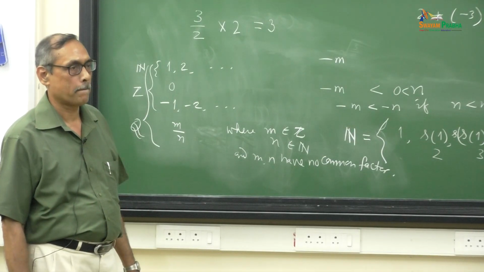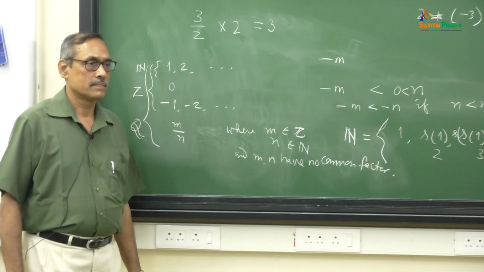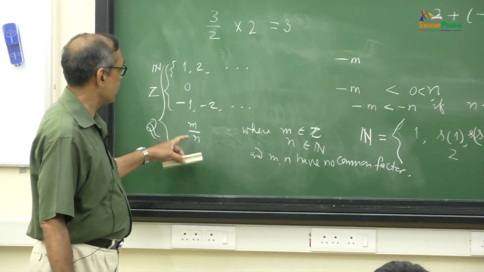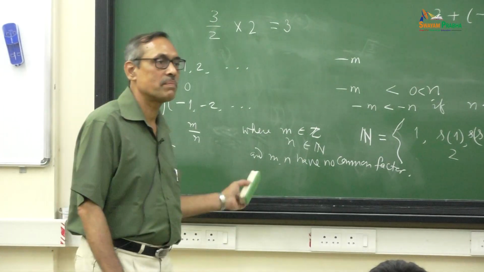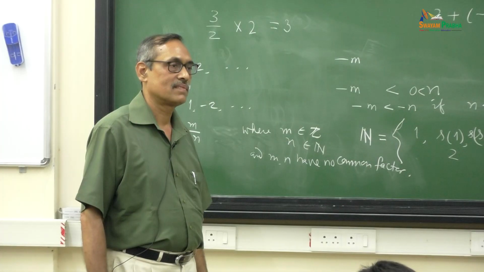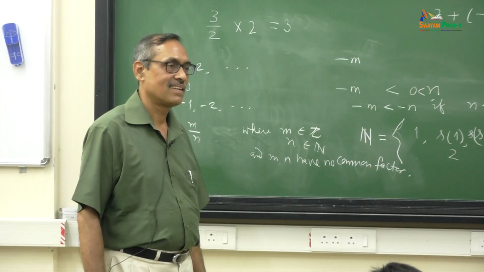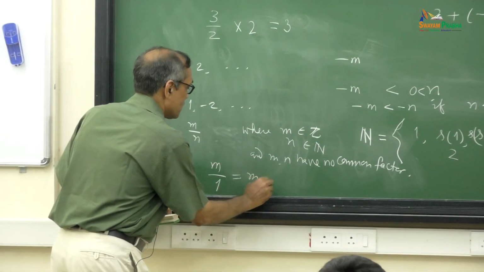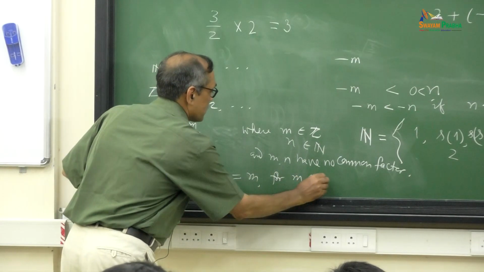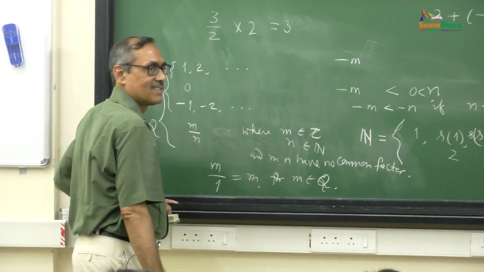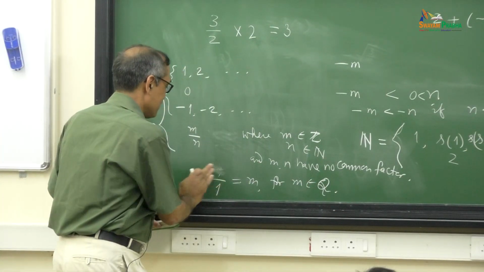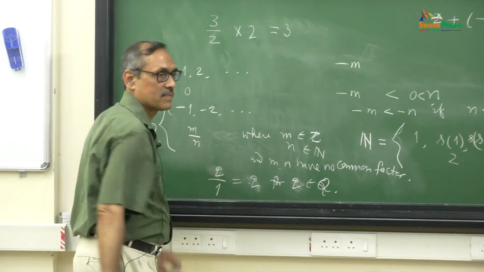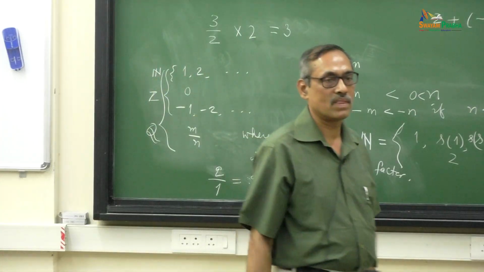Why do we consider whole numbers as separate? They are not separate now. When n becomes 1, we will identify that with the integers. That is an identification: we define m by 1 equal to m, for m in Z. Now we can work with all those things.